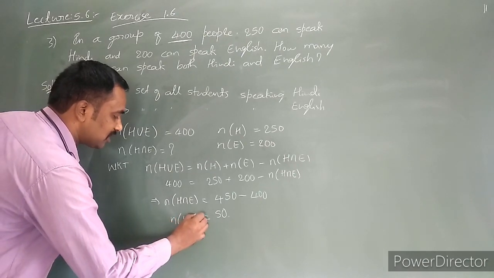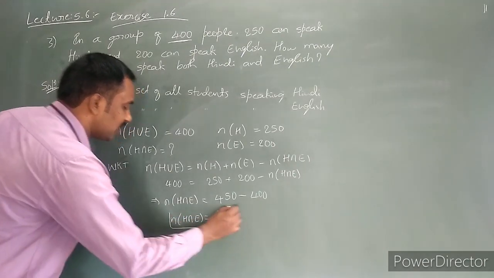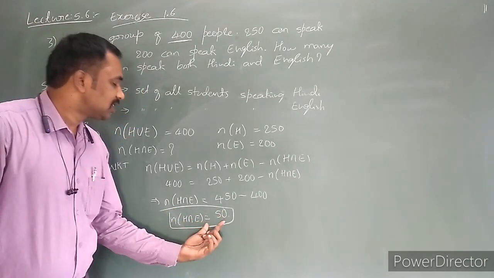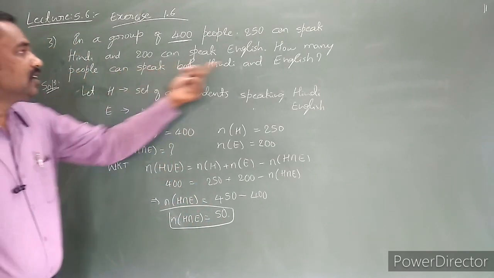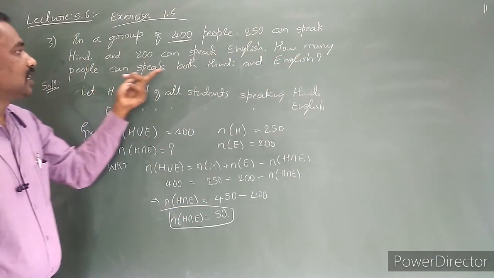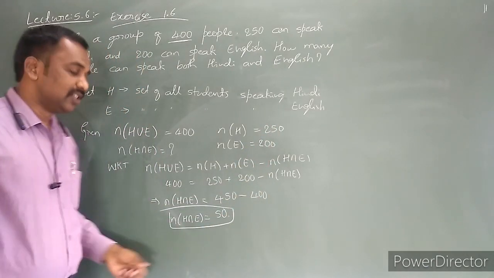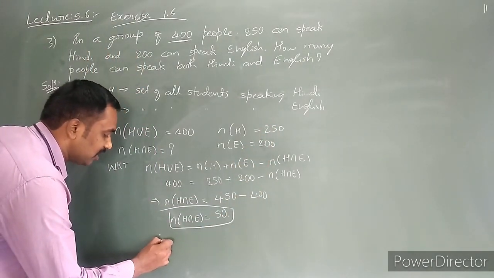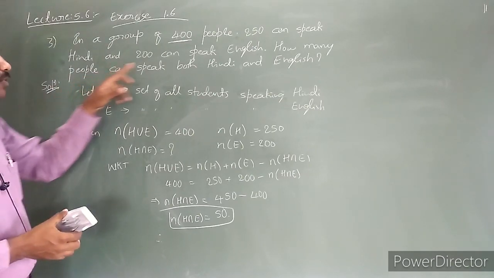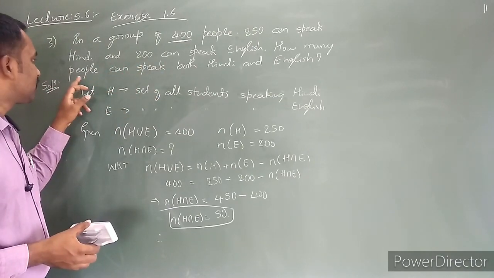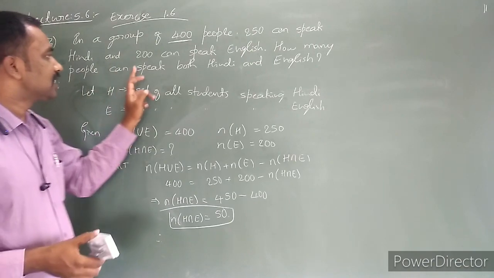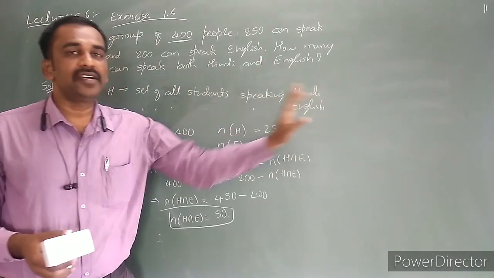N of H intersection E is equal to how much? 50. Which means, what does it represent? It represents that people can speak both Hindi and English. How many? 50. Therefore, write the conclusion: 50 people. They are asking the question, so 50 people can speak both Hindi and English.